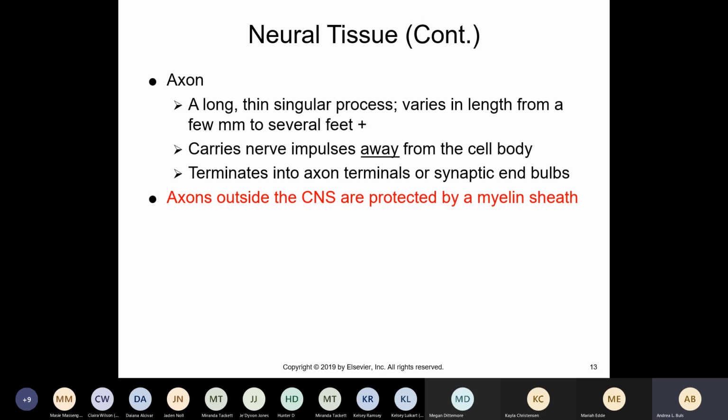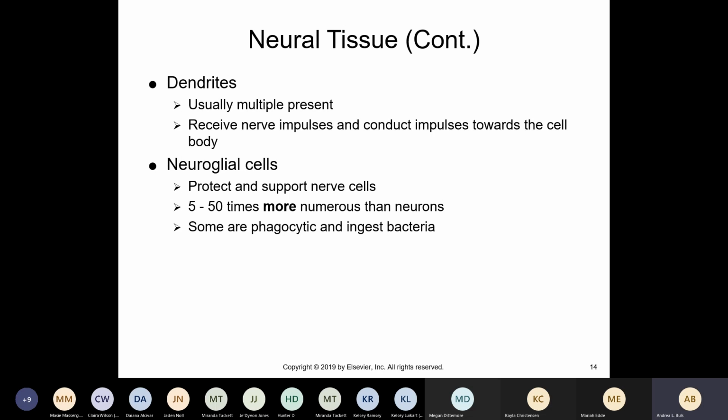The axons outside the central nervous system are protected by that myelin sheath. And I think you guys were learning about that yesterday. So the nerve axons that are not within the central nervous system, so in other words, not the brain or the spinal cord, all the nerves outside of that are covered with that protective myelin sheath. The dendrites, which there are usually multiple dendrites present, those receive nerve impulses and conduct impulses towards the cell body.